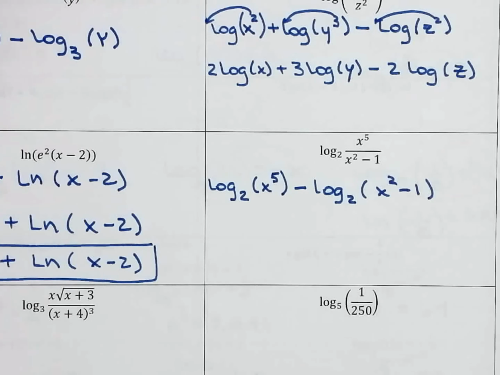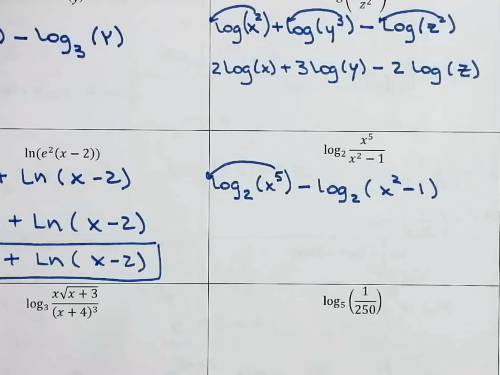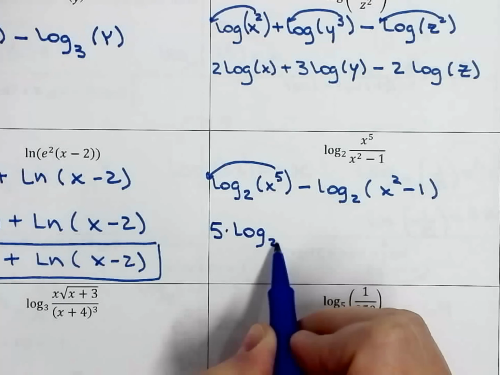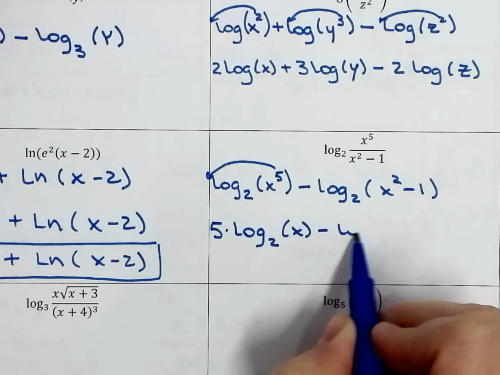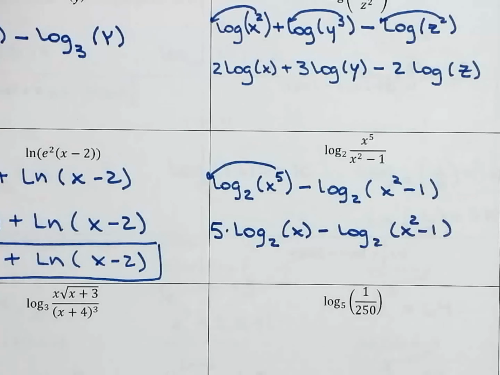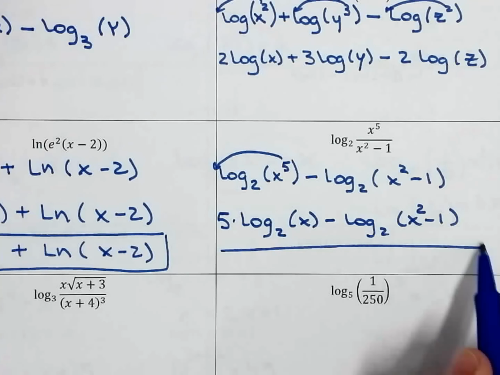What else can I do here? Oh, I need to do this, where the exponent goes in the front multiplying. So 5 times log base 2 of x minus log base 2 of x squared minus 1. And that's it for that one.